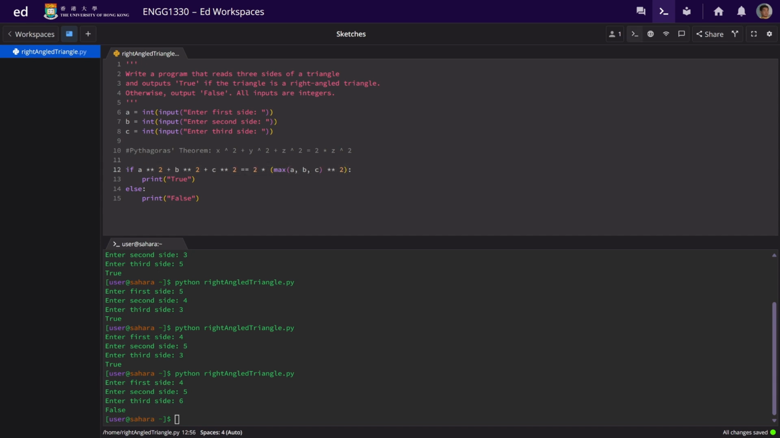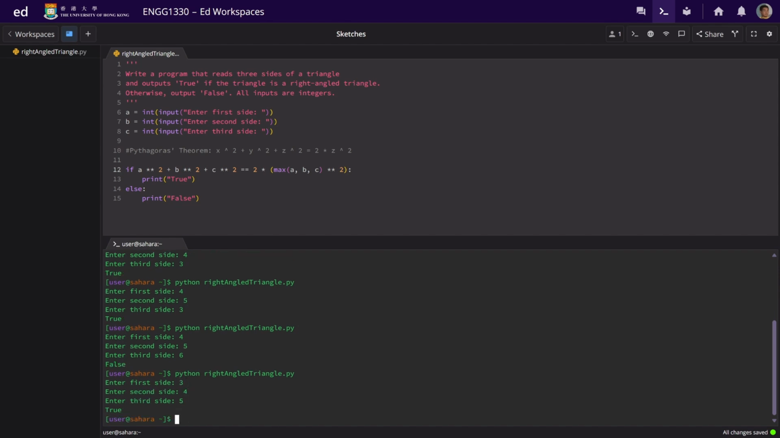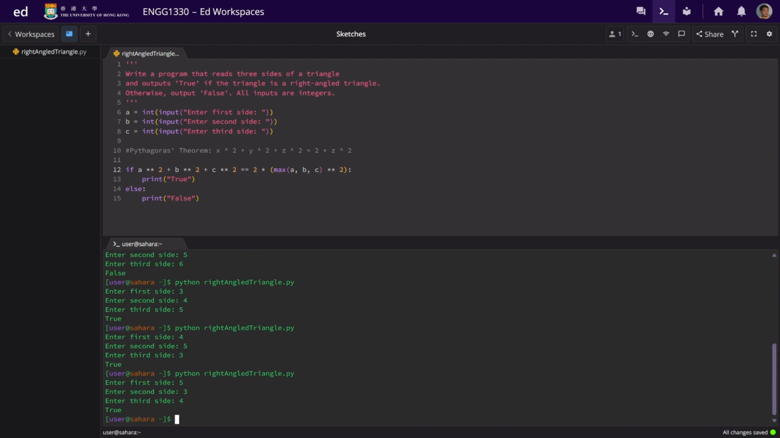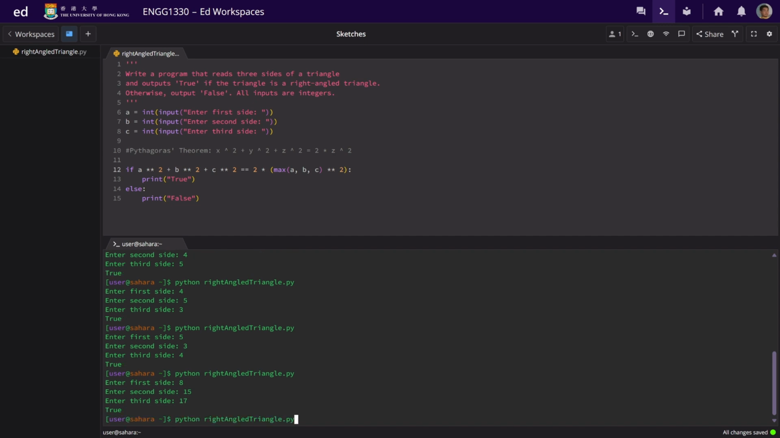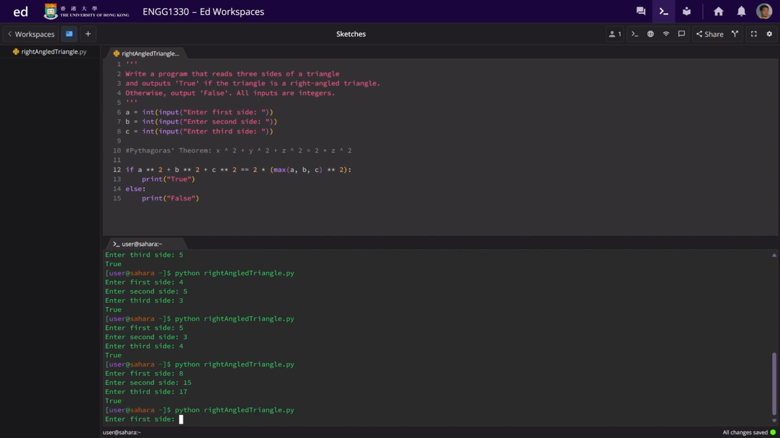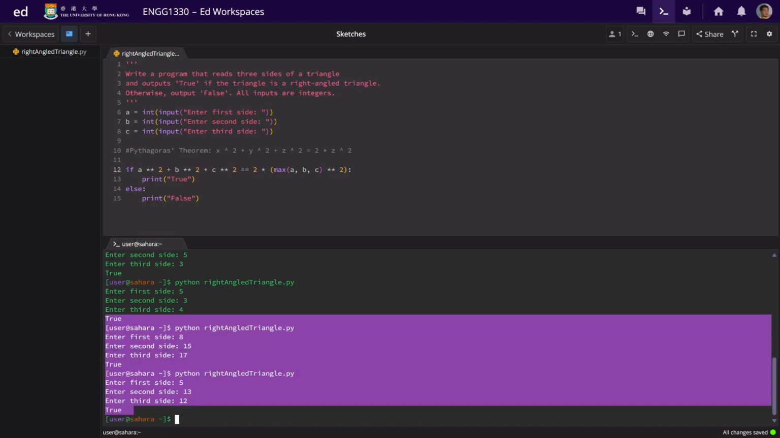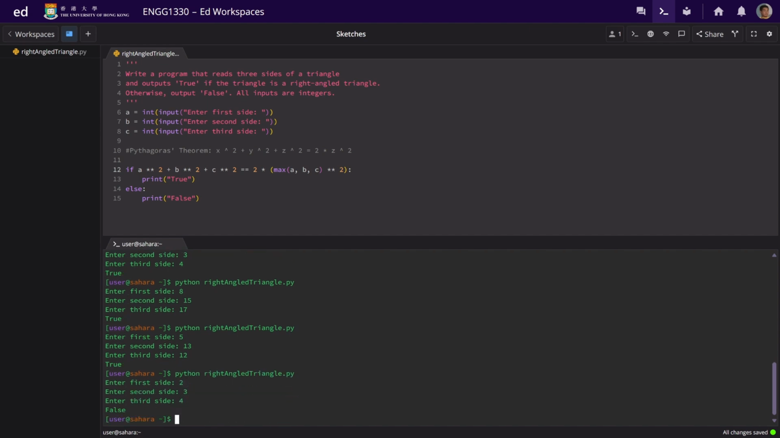Now let's test if we have it. Try again. 3, 4, 5. We could say it's true also. Like 4, 5, 3. 5, 3, 4. Or perhaps for larger triangles, we have 8, 15, 17. Or perhaps 5, 13, 12. You could see that they're all true. And if we give 2, 3, 4, it will be given false. That is a simplified solution.